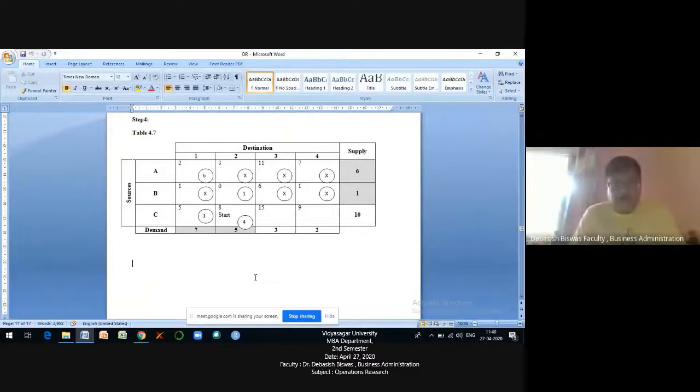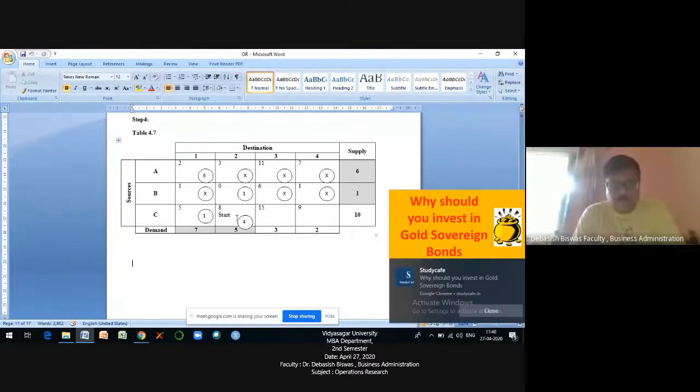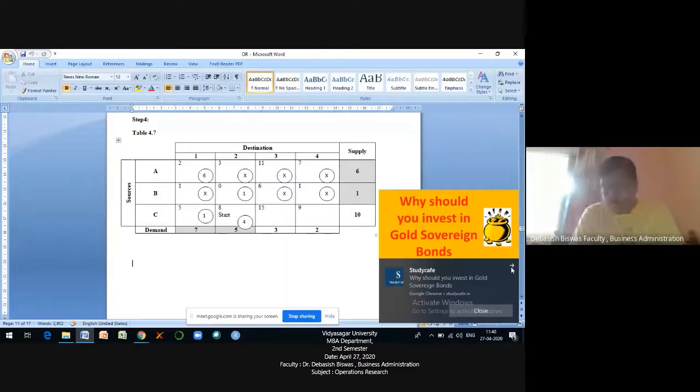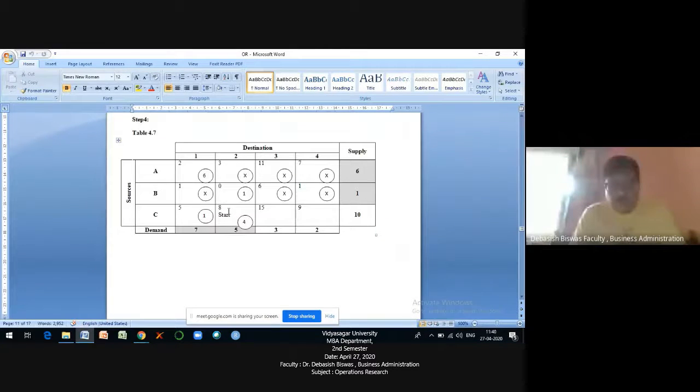Yes, sir. Okay. So we are now explaining table number 4. In table number 4, 3 elements are left: 8, 15, and 9. Out of these 3 elements, the least element is 8, right? 8, 15, and 9. So 8 is the least element.